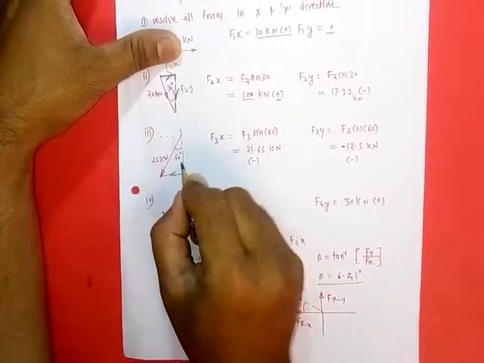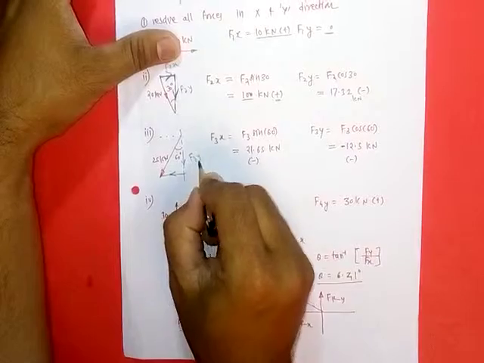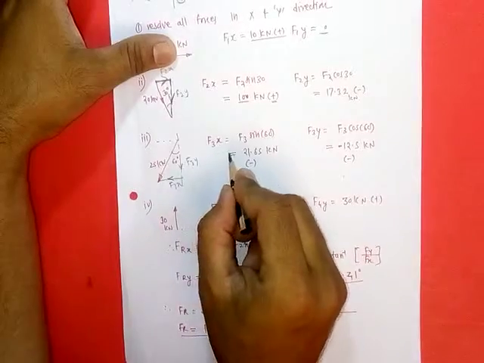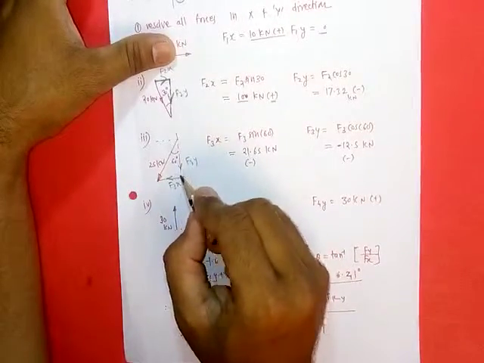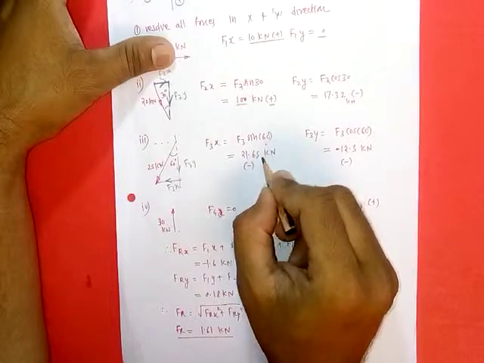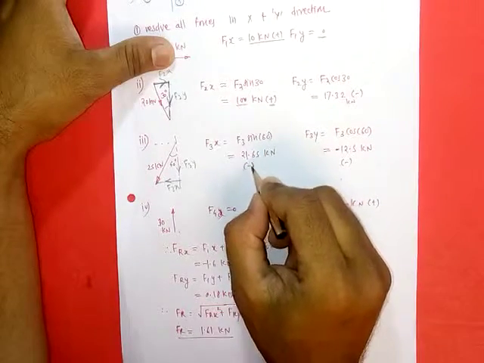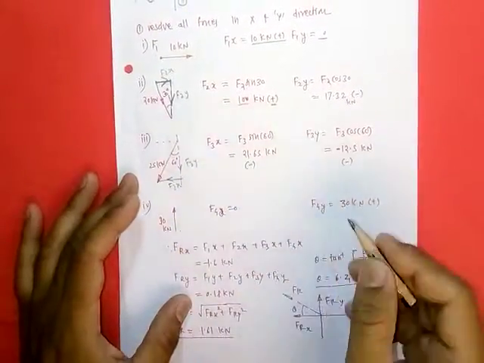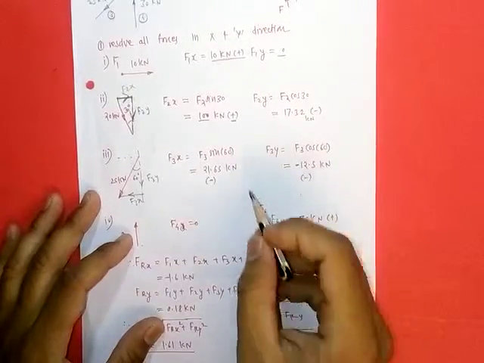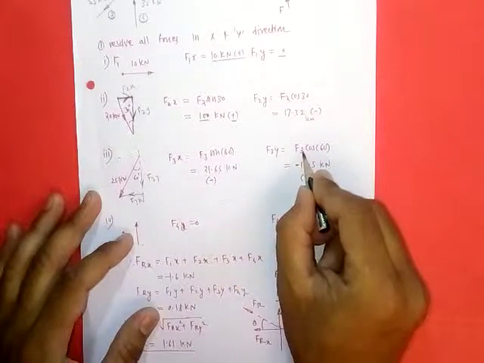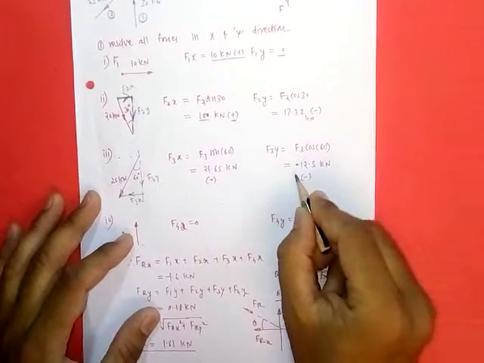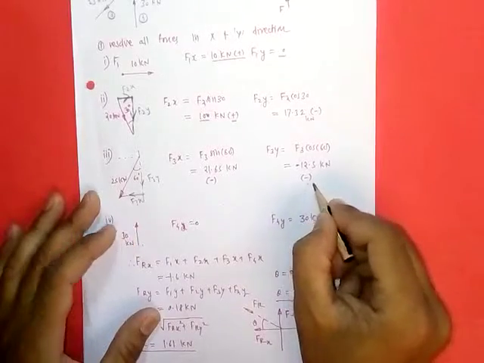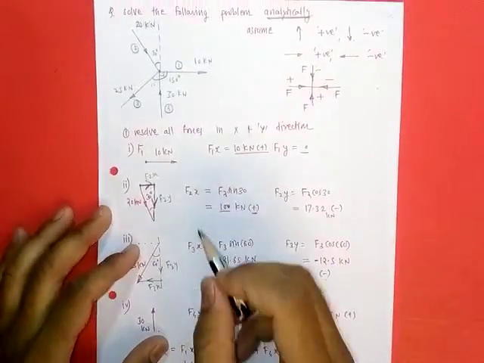So consider only that part and resolve this force. So two components, F3y moving downward direction, F3x moving towards left. So F3x is by opposite side, F3 sin 60, and it is coming 21.65, and it is coming negative because it is moving towards left side direction. Then next is F3y. F3y is equal to F3 cos 60, and it is coming 12.5, and it is in downward direction, so negative.